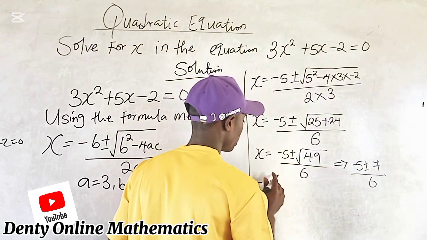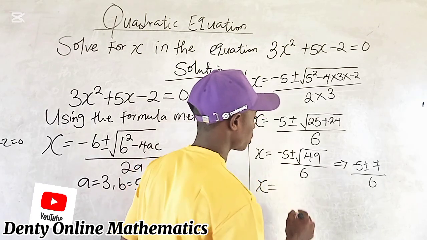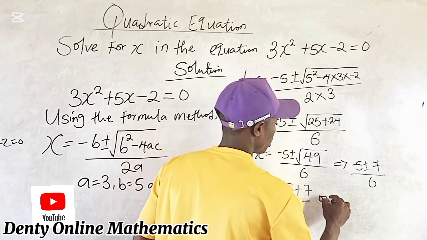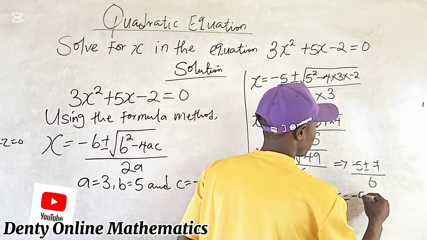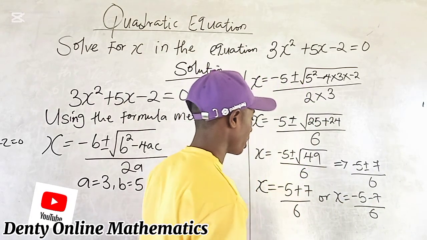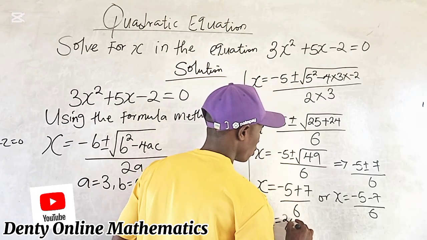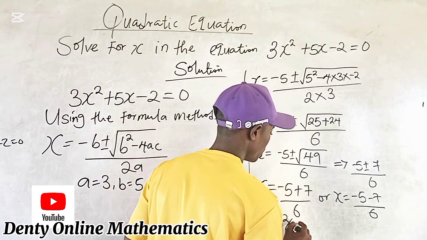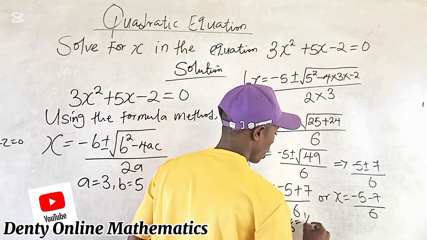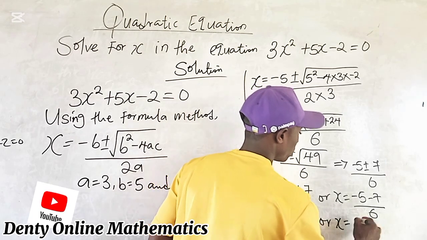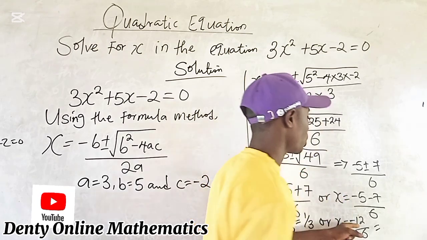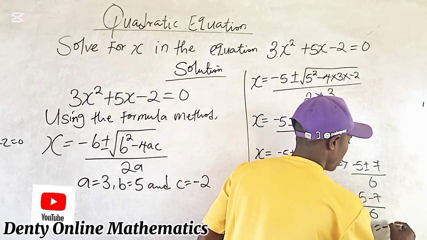So this means that x will be equal to minus 5 plus 7 all over 6, or x will be equal to minus 5 minus 7 all over 6. Minus 5 plus 7 is the same thing as 7 minus 5. 7 minus 5 is 2 over 6, which is the same thing as 1 over 3, dividing both by 2. Or x will be equal to minus 5 minus 7, which is minus 12, all over 6. Minus 12 divided by 6 is minus 2.